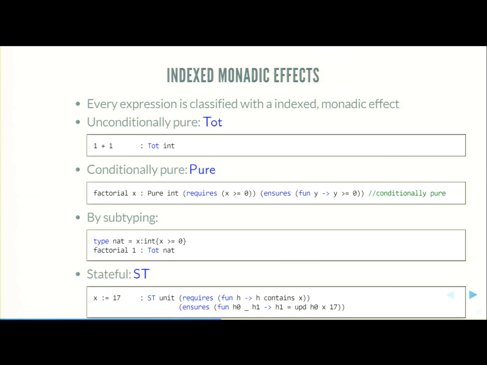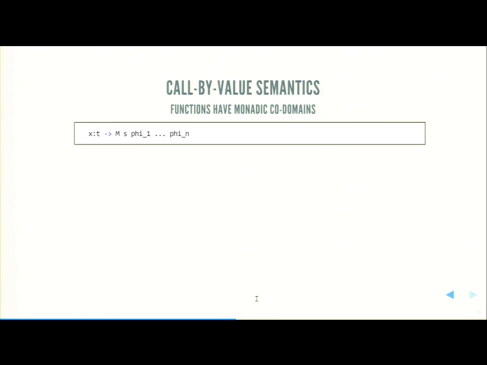For stateful things, there's another effect. The indices for stateful things have a different shape than they do for pure things because you speak also about the heap. And so for assigning 17 to x, you could say, in order for this to be well formed, you have to show that the heap actually contains this reference and that after you do the assignment, the heap is updated appropriately. It's a call by value semantics. So what we have is every arrow has a monadic codomain, and it's a monad with a result type and then an arbitrary number of indices depending on how that effect is defined.